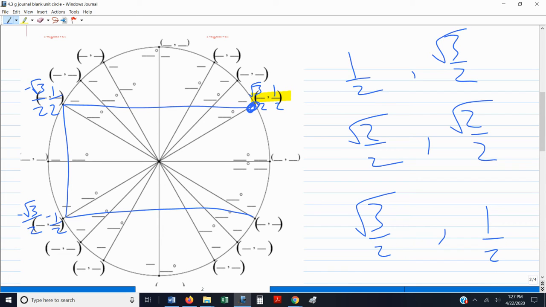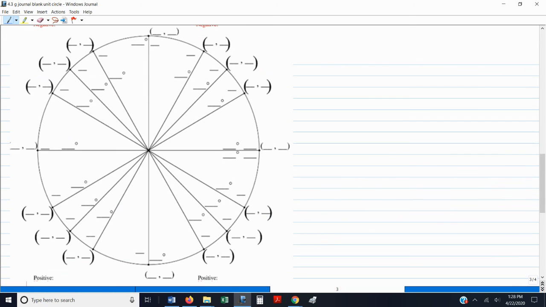So we have negative √3 over 2 and negative 1/2. And in quadrant 4, just the y is negative. So √3 over 2 and negative 1/2. So again, all those coordinates are the same, √3 over 2 and 1/2 as the y value, but the signs change as you move around.